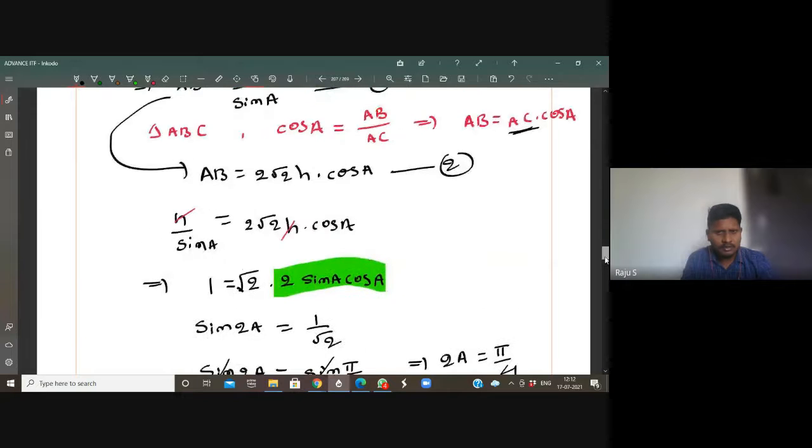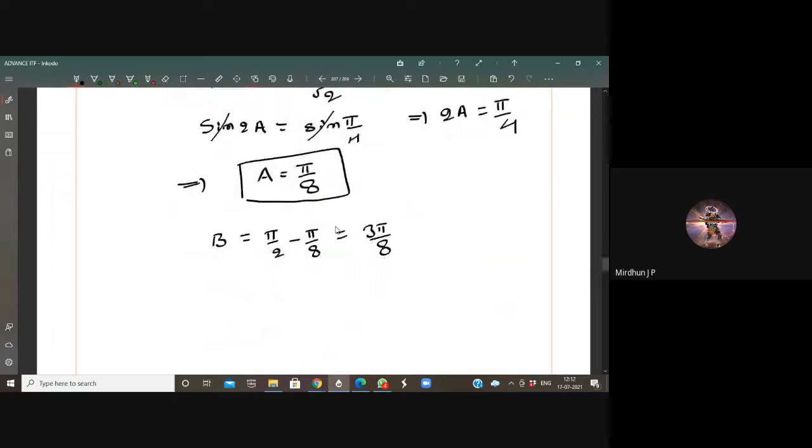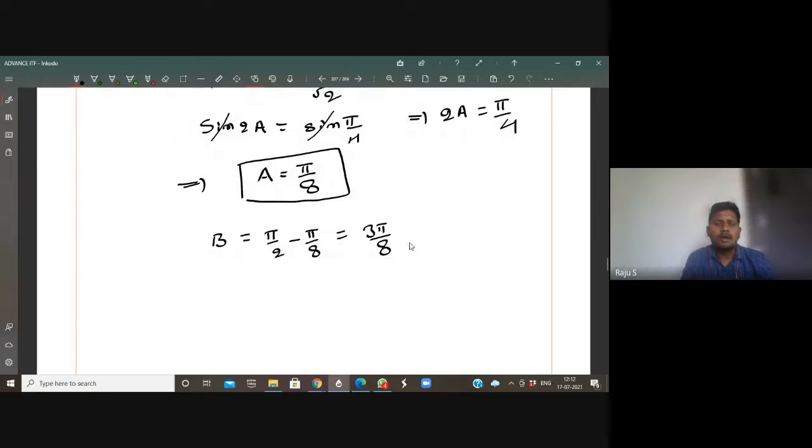67.5 degrees, sir, which is 3 pi by 8. Okay, you can just keep it in radians. It is enough. In maximum, try to keep the angle in radians alone. In 90% of the questions, try to find the angle in terms of pi.